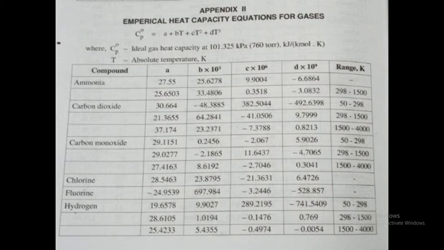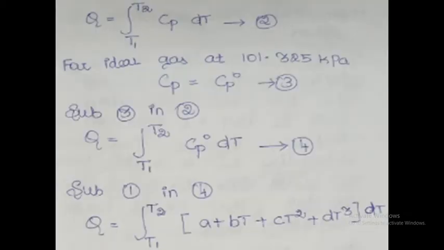Are you clear? Okay. So these values are based on pressure 101.325 kilopascal. Cp0 = A + BT + CT² + DT³ in polynomial form. Are you clear or not? Okay. Heat capacity of gases at a constant pressure: Q = integration of T1 to T2 Cp dT. This is equation number 2.